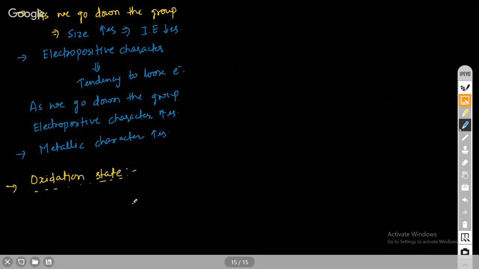For example, you see all the compounds of alkali metals like Na2SO4, NaCl, K2SO4, KBr, KI, etc. In all these compounds, the metal always has +1 oxidation state. Okay.